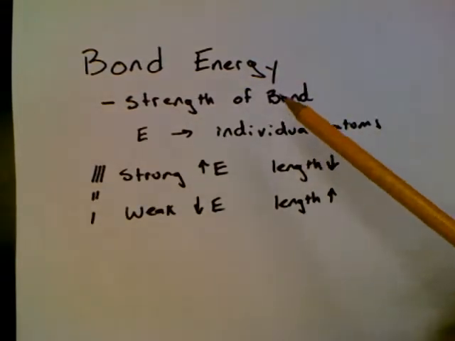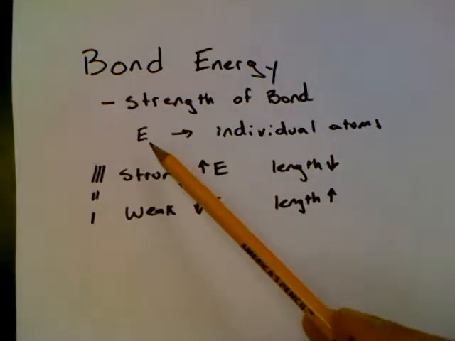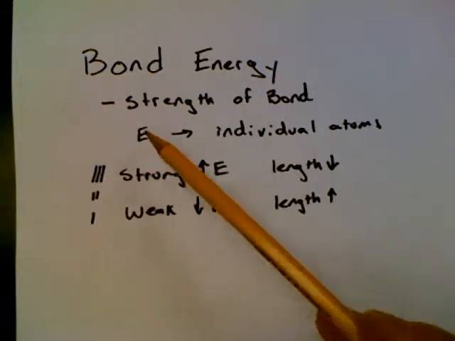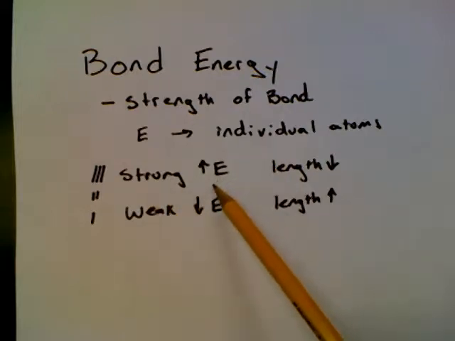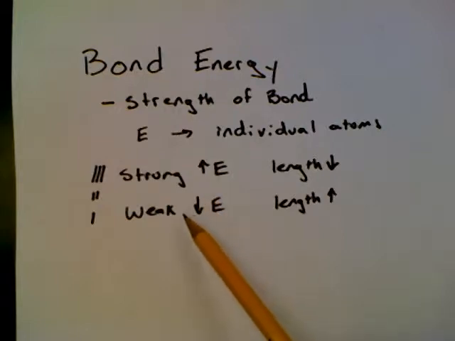Bond energy is used to look at the strength of a bond. The strength of a bond is going to be the amount of energy it takes to take those two atoms or multiple atoms that are found in a bond and break them into individual atoms all by themselves. Strong bonds have high energy. It takes a lot of energy to break those atoms apart, and weak bonds have low energy.